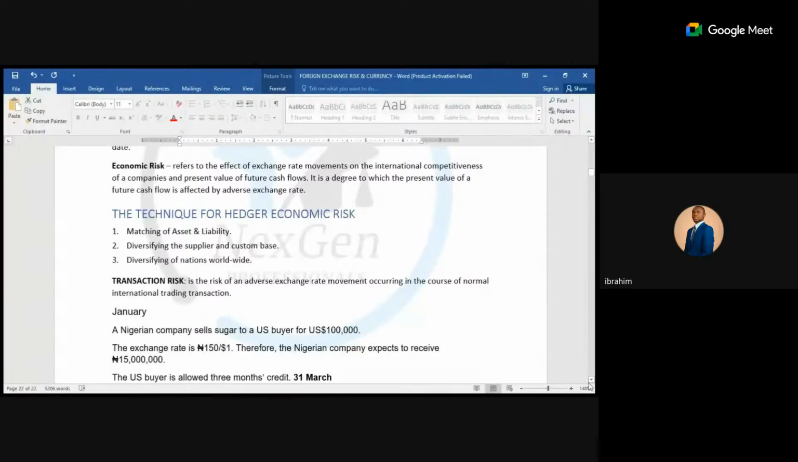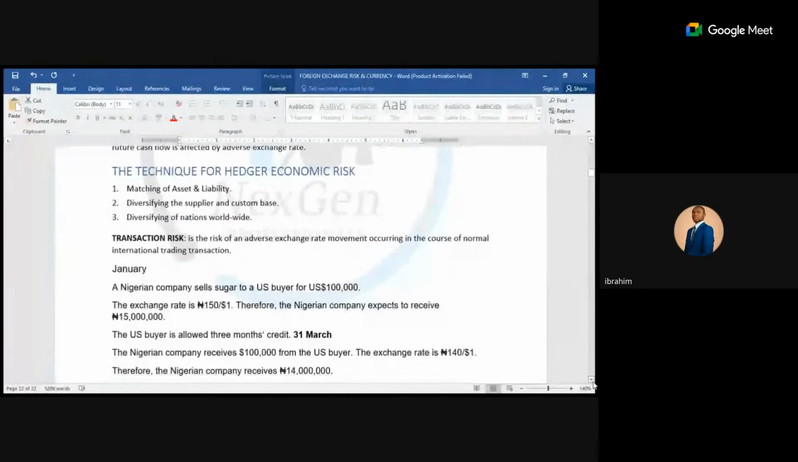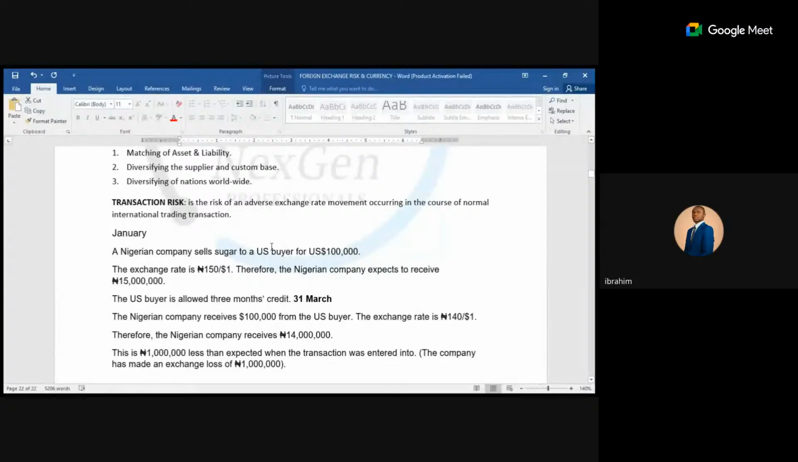Now, in our previous class, I stopped at this transaction risk. You know, we have different types of risk. Toyib mentioned the transaction risk, the economic risk, the translation risk. Now, the transaction risk happens to everybody, right?